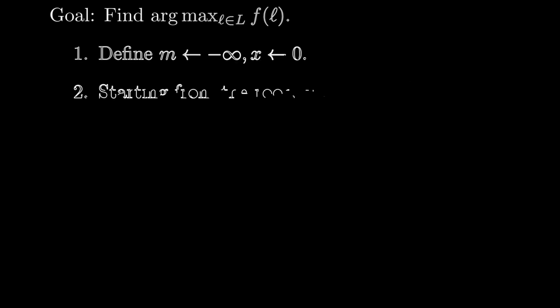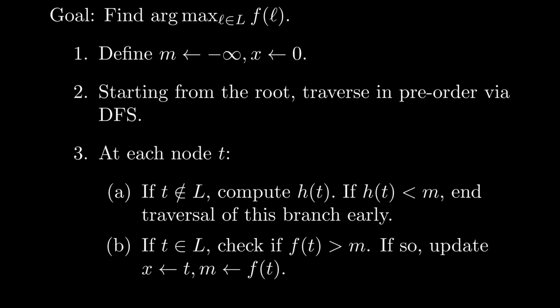In general, the algorithm for a branch and bound problem proceeds as follows. First, we define the problem as a maximization of f, which maps the leaves of a tree to some real output. Define the current maximum m to be negative infinity, and the node x corresponding to this maximum to be null. Starting from the root of the tree, traverse the nodes in pre-order via DFS. At each node t, if t is not a leaf, compute h of t. If h of t is less than m, end traversal of this branch early. If t is a leaf, check if f of t is greater than m. If this is the case, set x equal to t and m equal to f of t. Once traversal completes, return x.